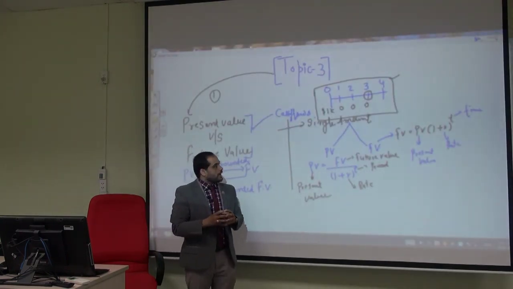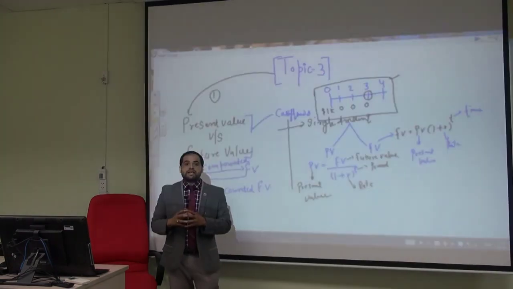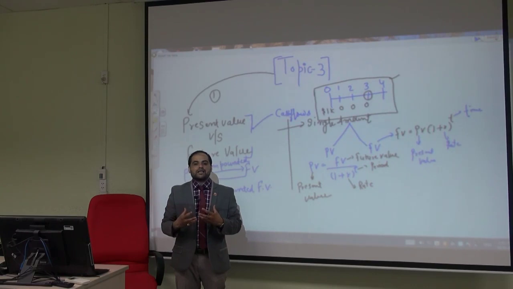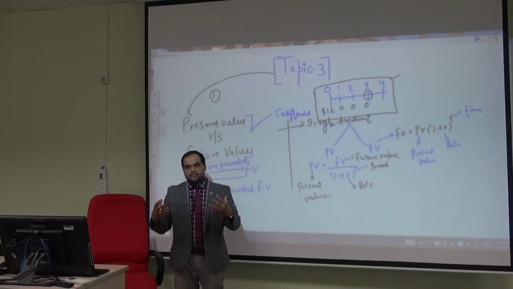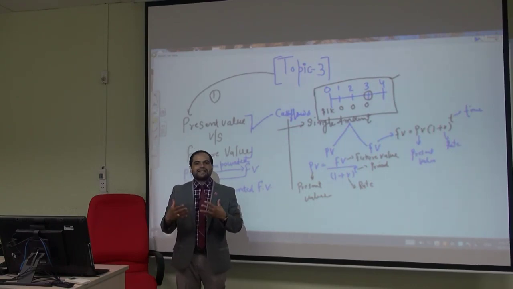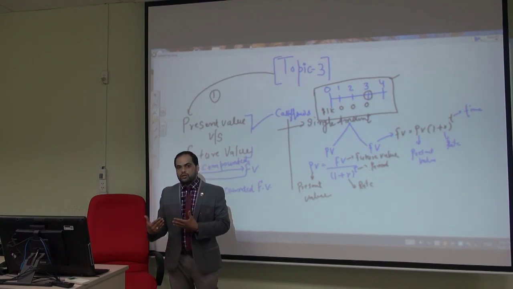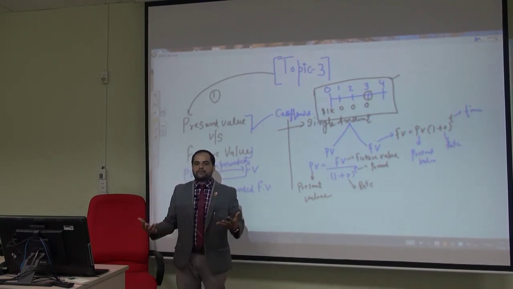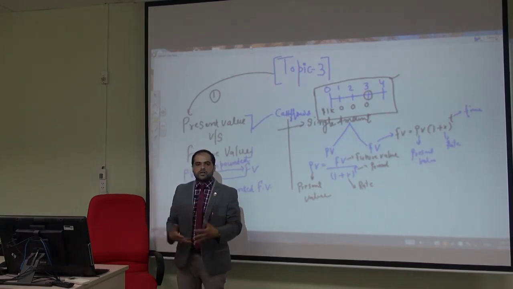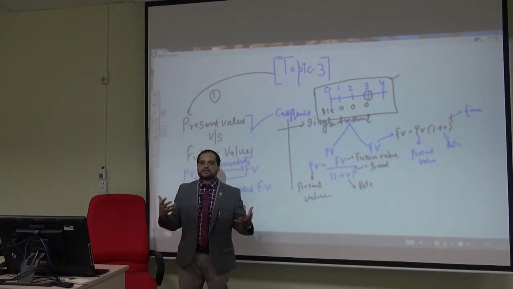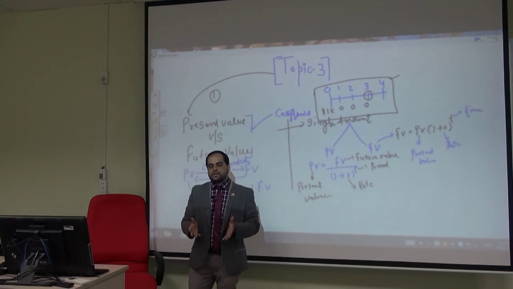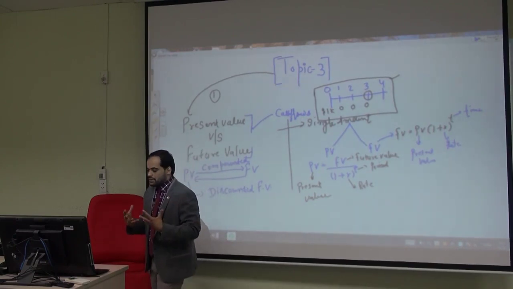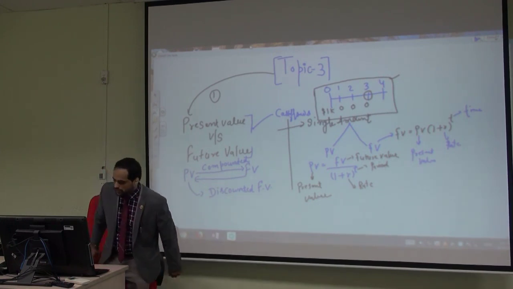Right? And the last one is a mixed stream. Mixed stream means when we don't have just equal periodic payments. We have periodic payments, but the payments are not equal. Right? Year 1, let's say 1,000, second year 500, third year 200, fourth year $50, something like this. But our investment is not equal. Right? Our payments, our cash flows are not equal.